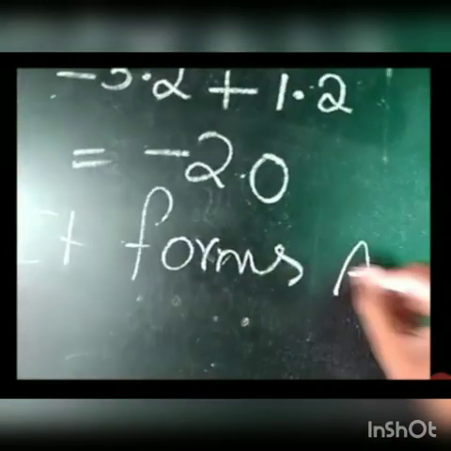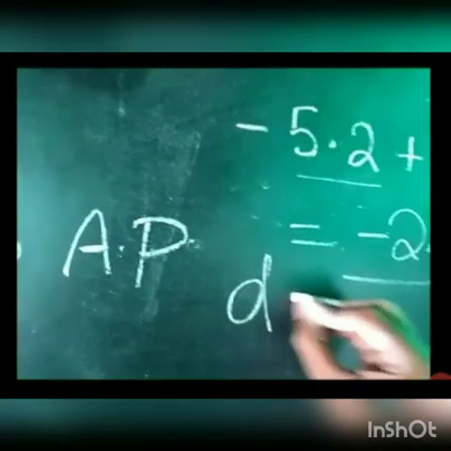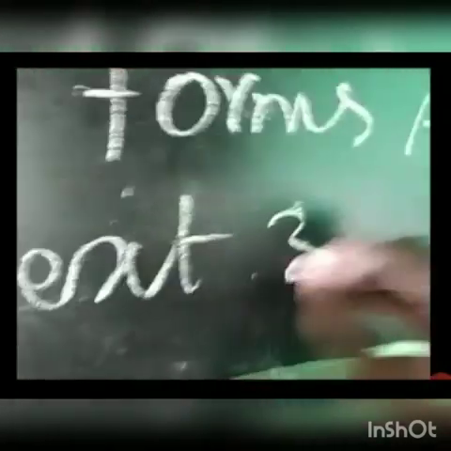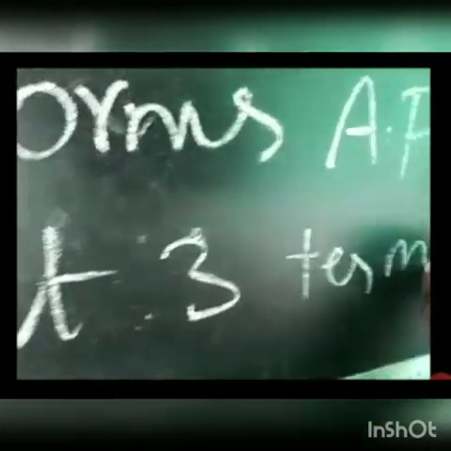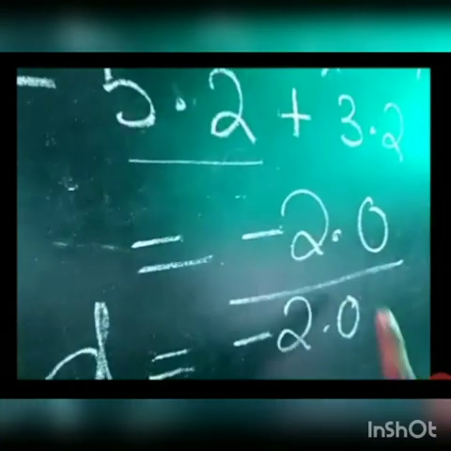forms an AP. Since it forms an AP, we need to find two things. One is the common difference, that is minus 2.0. Next, we need to find the next three more terms. Next three terms. How to find the next three terms? Look for the last term they have given in the sequence. The last term mentioned in the sequence here is minus 7.2. So to that minus 7.2, I should add the common difference minus 2.0.